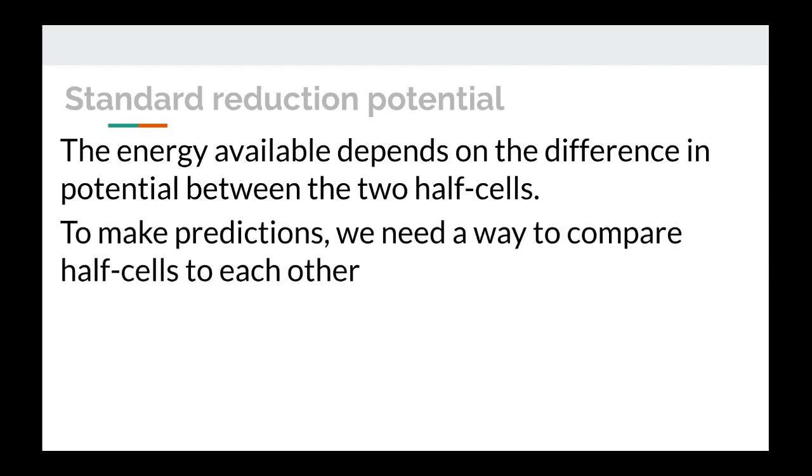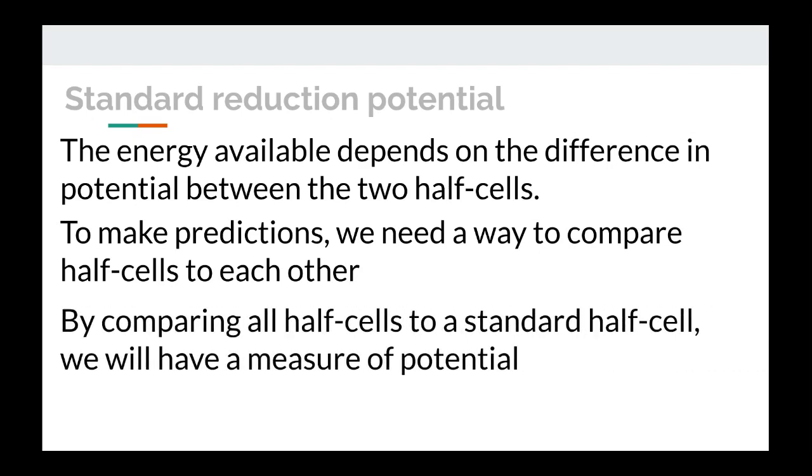To make predictions about which way the reaction is going to go, which direction the electrons are going to flow, and what gets oxidized and what gets reduced, we need a way to compare different half cells to each other before we put them together. So how we do that is we compare all half cells to a standard half cell and keep track of those values. Then we can use that as a reference point and compare cells to each other based on how they behave when they're placed with this standard half cell.